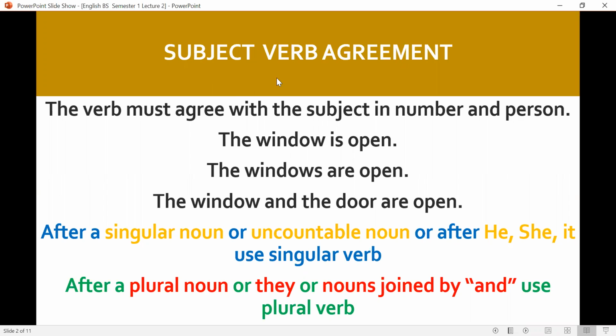Today's lecture is about subject verb agreement. What does this mean? The verb should be according to the subject. If the subject is singular, the verb should be singular. If the subject is plural, the verb should be plural.